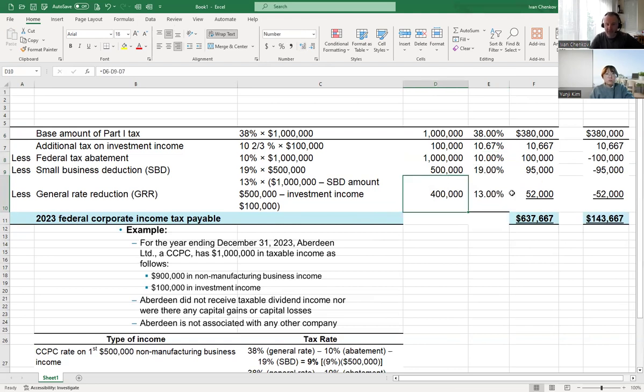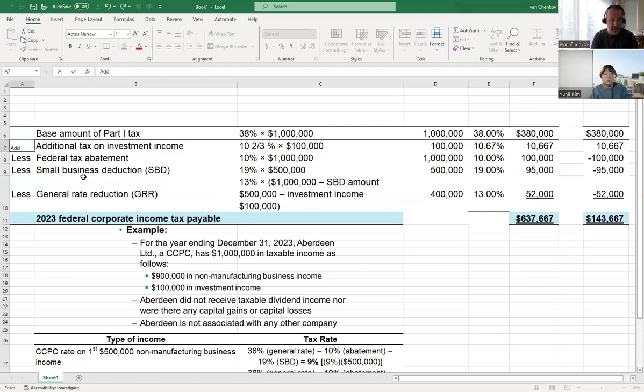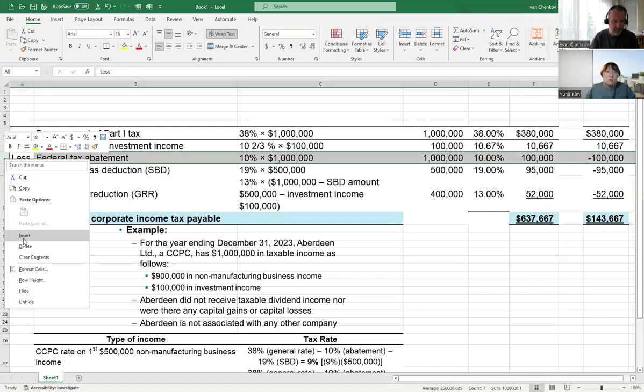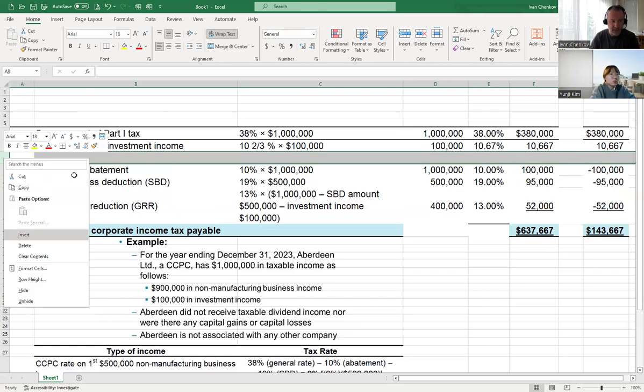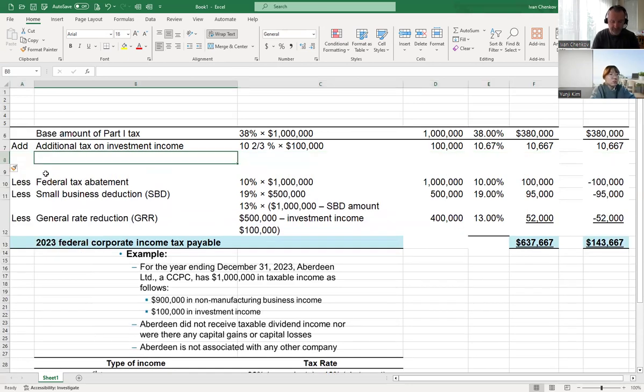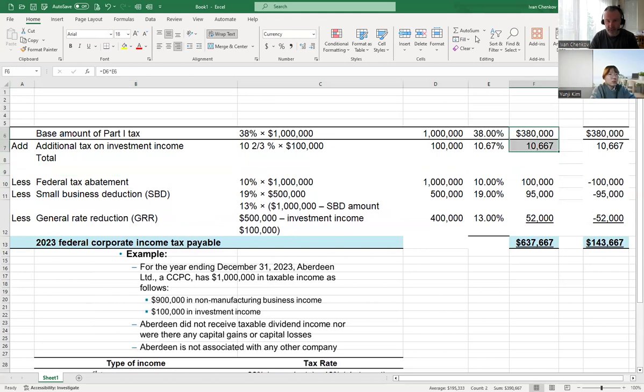we have everything, right? So we know which one to add, which one to deduct. So the basic taxes in our case will be 380,000 plus additional. We have to add this additional investment income tax, and we can insert some space here to get the total, some total in the middle, which will be those two together.